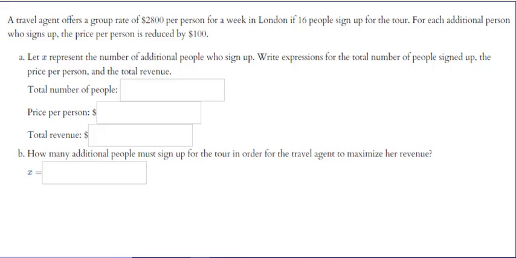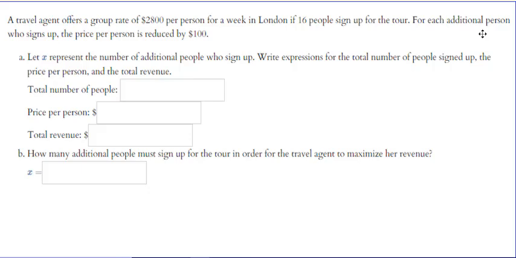Now, let's look at this one. And this is the third word problem in this particular section. And these are some doozies, but they're not bad once you wrap your head around them and kind of understand them. A travel agent offers a group rate of $2,800 per person for a week in London if 16 people sign up for the tour. 16 people sign up, $2,800 per person. For each additional person who signs up, the price per person is reduced by $100.